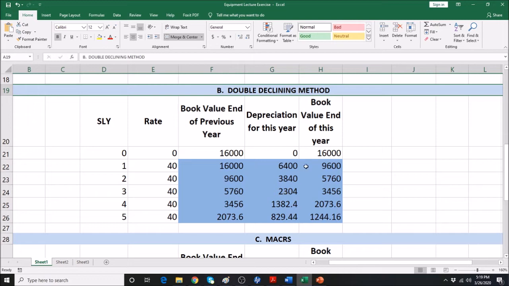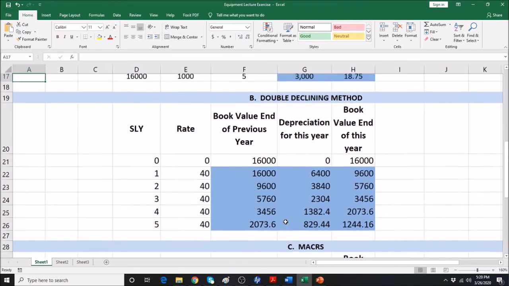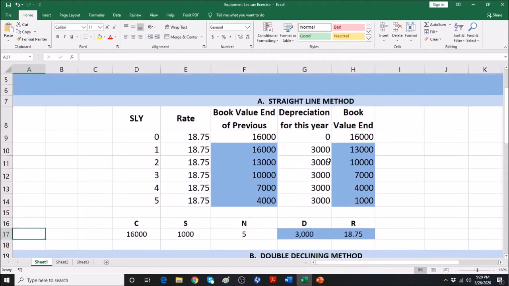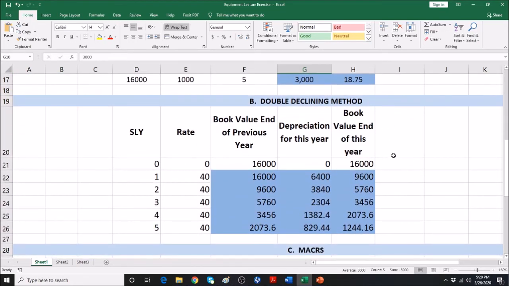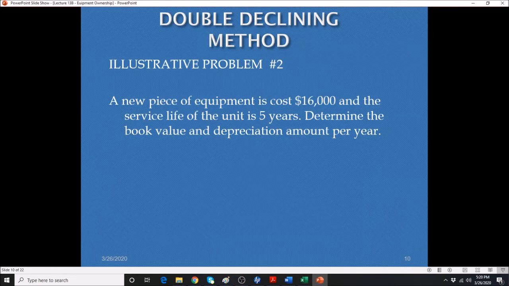So again, you will notice that the depreciation is declining, up to the last service life, unlike on the straight line, where they're all the same. So that is the difference with the double declining method. So that's the second method.